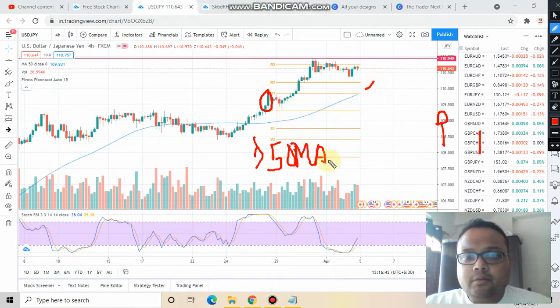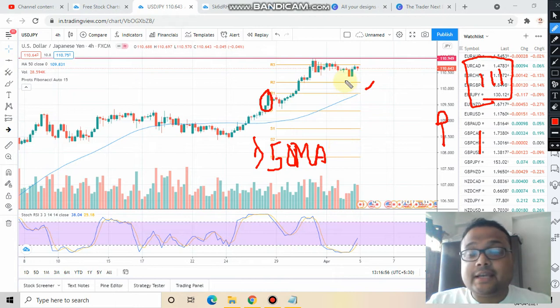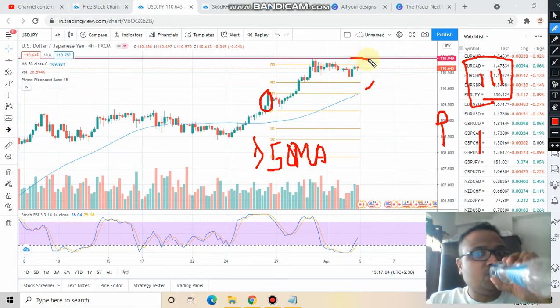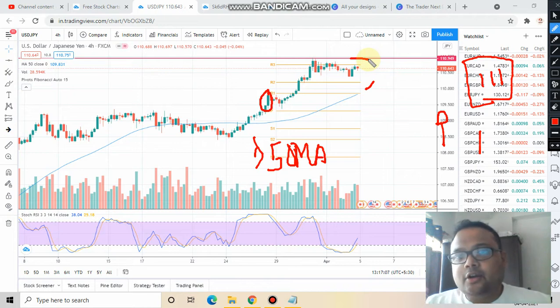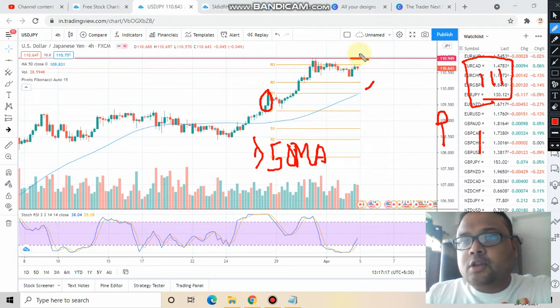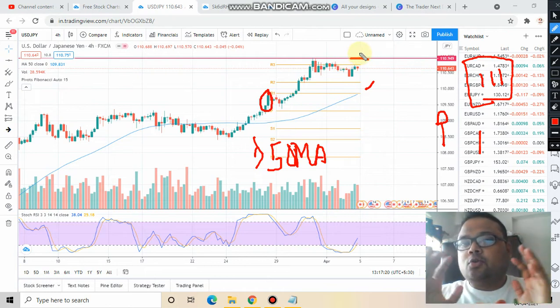When you are buying, this will be your target: 110.94 or simply 111. So this is your strategy number one. And the second strategy you can follow is to wait for the market to cross this level. As I've already mentioned, there's a fight going on between the bulls and the bears. So if the market crosses this level, then it will surely be trading above this level.